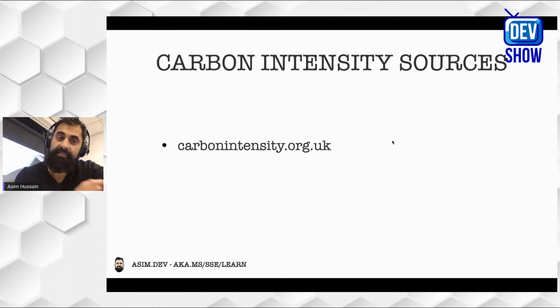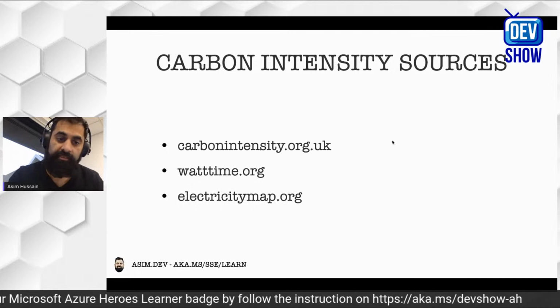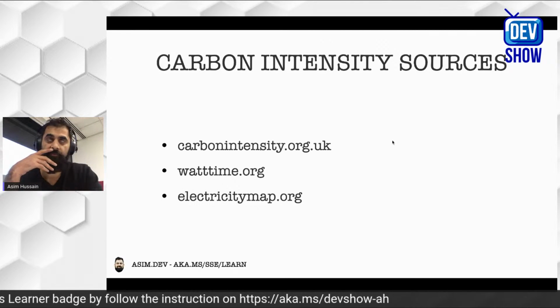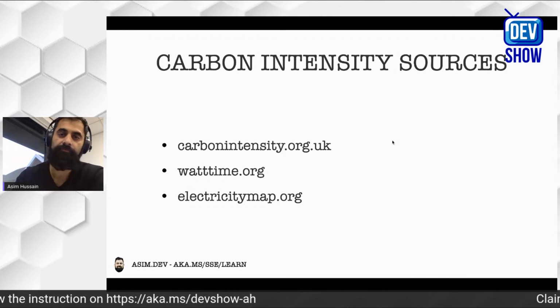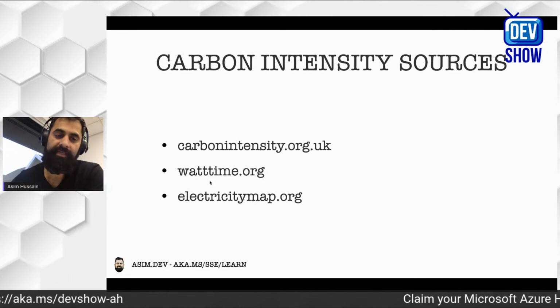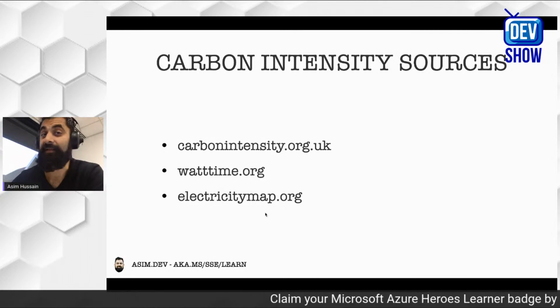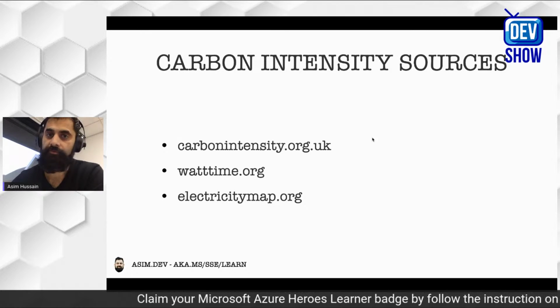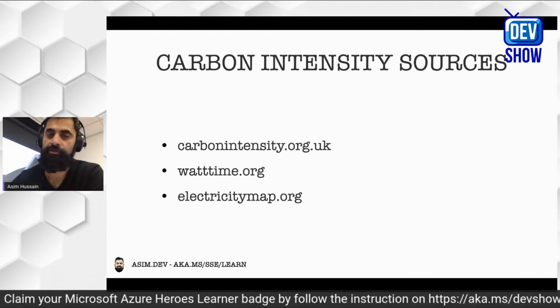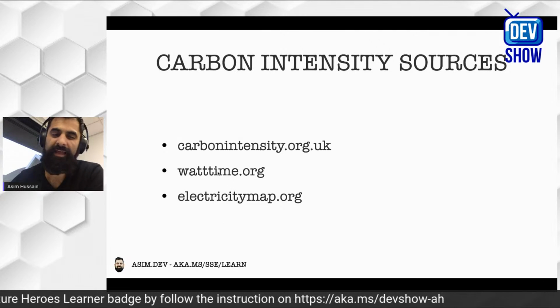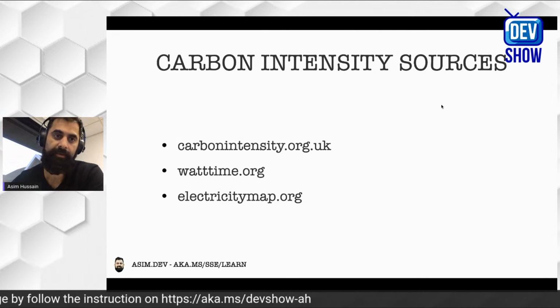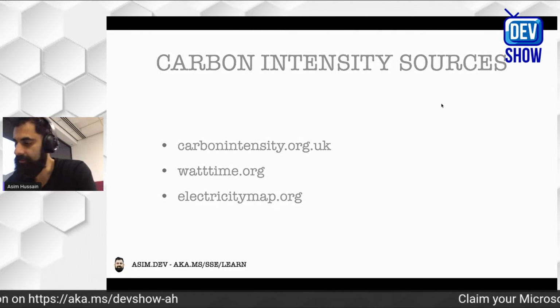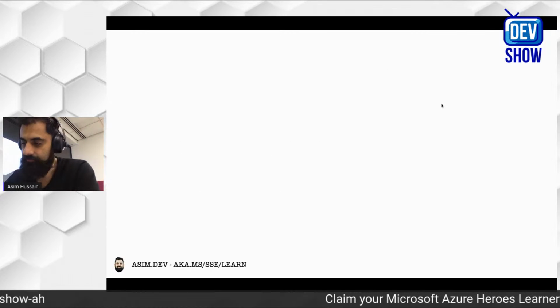There are various sources you can get this data from. In the UK, I'm very lucky, we have one called carbonintensity.uk, which is 100% free to use. WattTime is a non-profit based in the US, and Electricity Map is a startup based in France. They have data for all over the world. I argue WattTime has slightly better data for the US, and Electricity Map has slightly better data for Europe. But there are three sources of carbon intensity. These last two you have to pay for, although they have free tiers as well, so you can check them out.